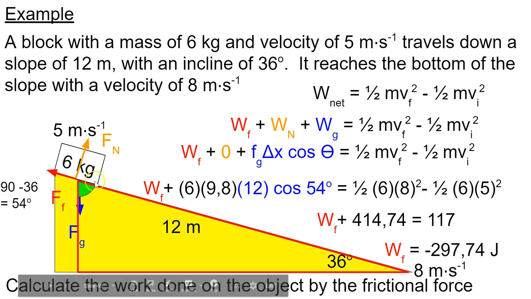Does the negative number for work make sense? Yes, because my frictional force is acting in this direction and the object is moving in that direction. So the angle between the direction that the object is moving and the force that's acting is more than 90 degrees. So I expect my work done to be negative.